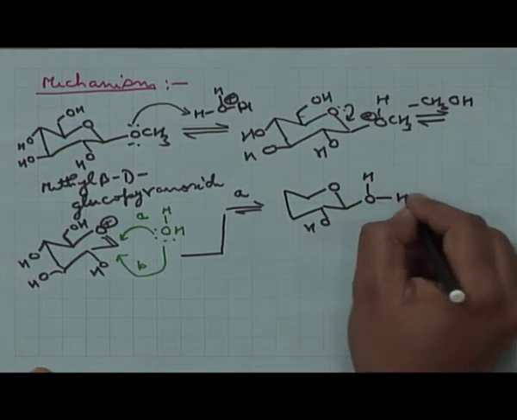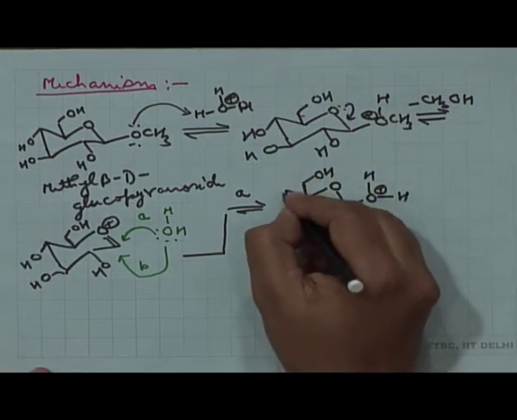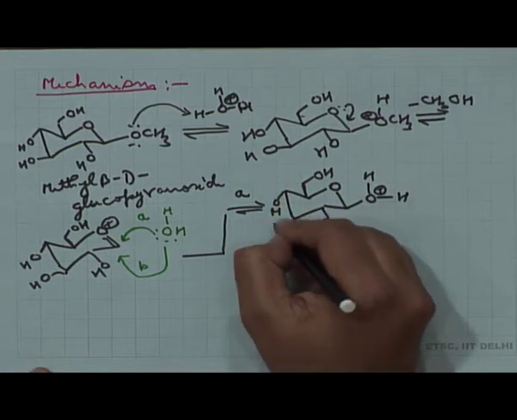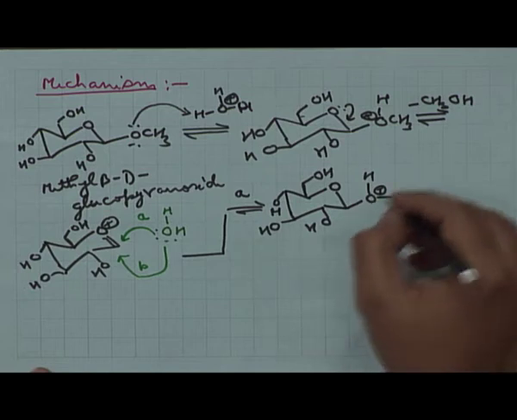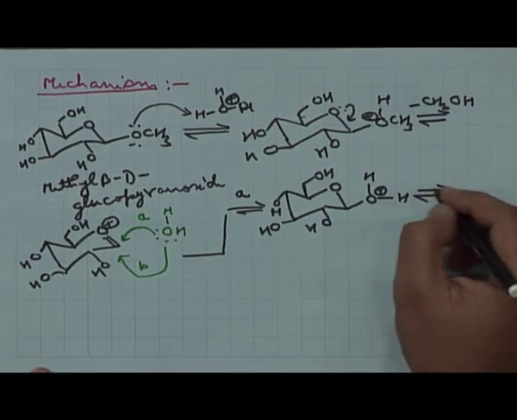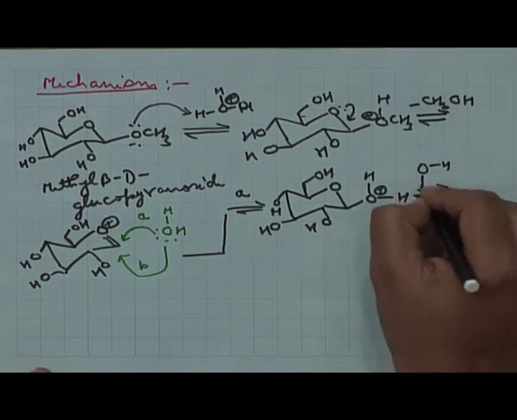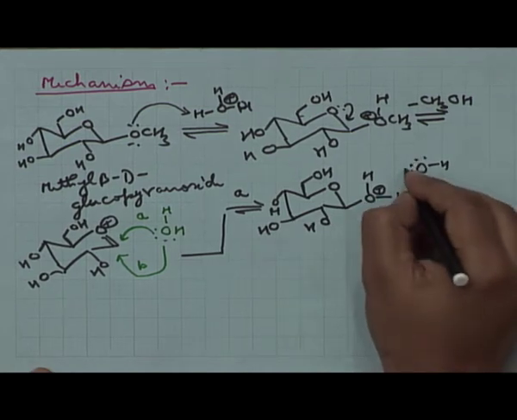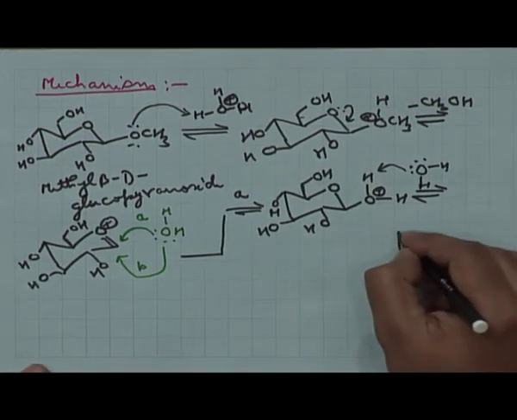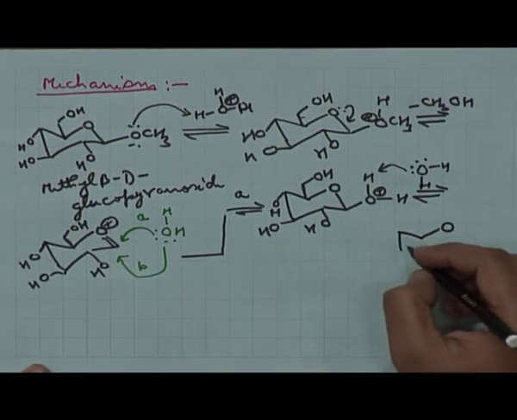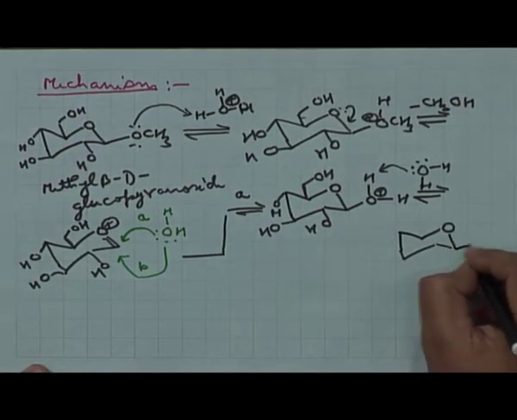Again this water molecule will be protonated and this will lose the H+ with the help of a water molecule. A water molecule will take the proton and it will generate beta-D-glucopyranose.